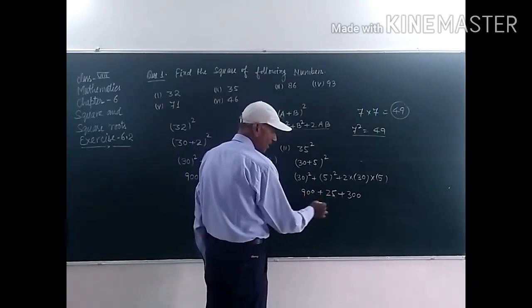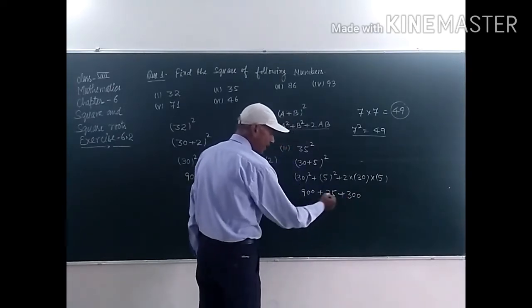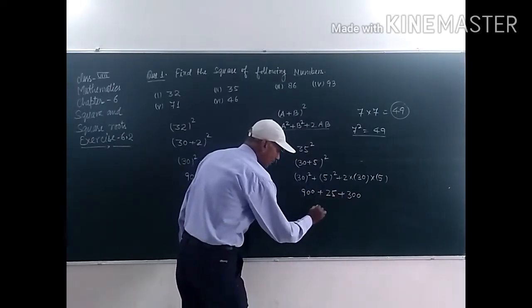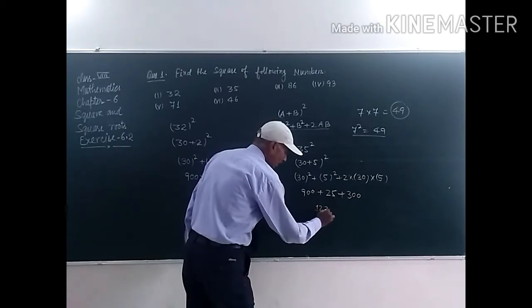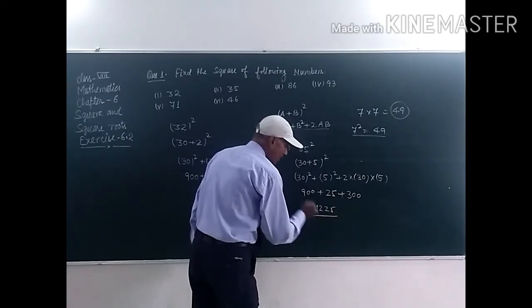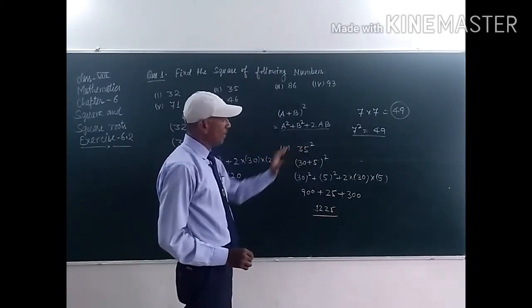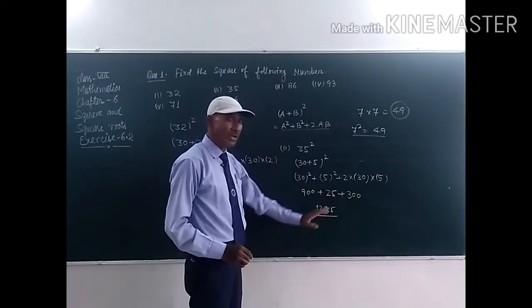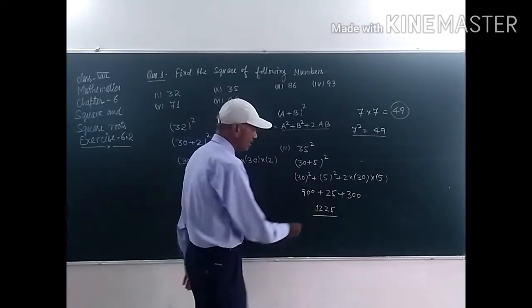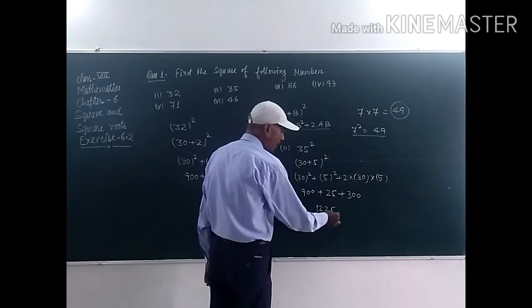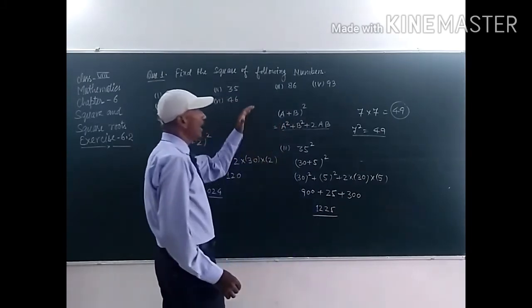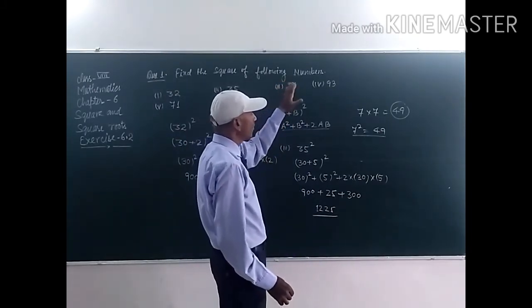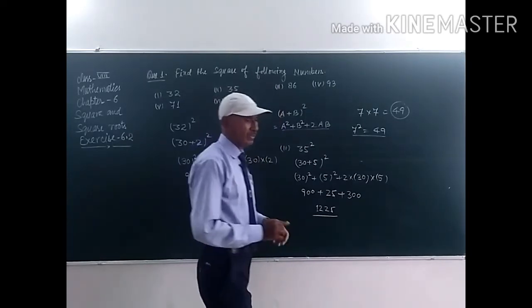925 plus 300, 9 3 12, that is 1225. The square of 35 will be 1225. This is the answer, student. Clear? Now we have to find the square of this 86, student.